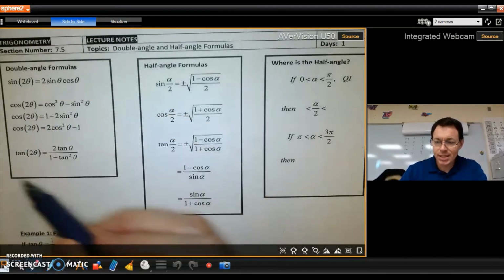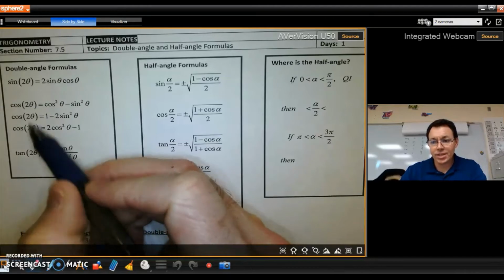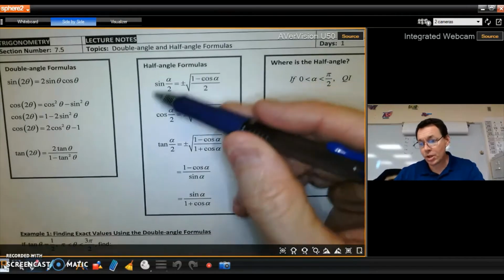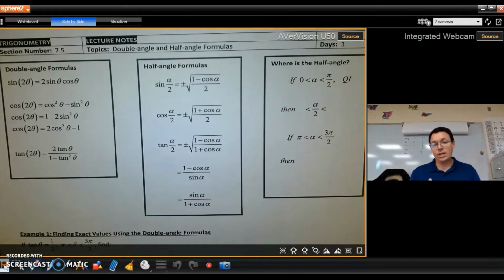With these formulas, I now know the sine, the cosine, the tangent of an angle that's exactly twice the size of that. So if I know everything there is to know about theta, I now know everything there is to know about an angle that's twice as big as theta. I'm also going to know the sine, the cosine, the tangent of an angle that's half the size of theta. So that's what these formulas do. Given an angle, I now know everything about an angle twice as big as that angle and an angle that's half the size of that angle using these formulas right here.